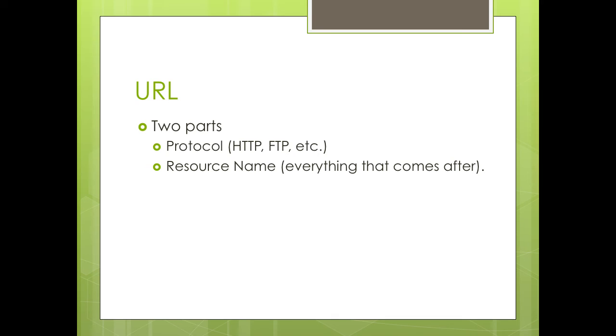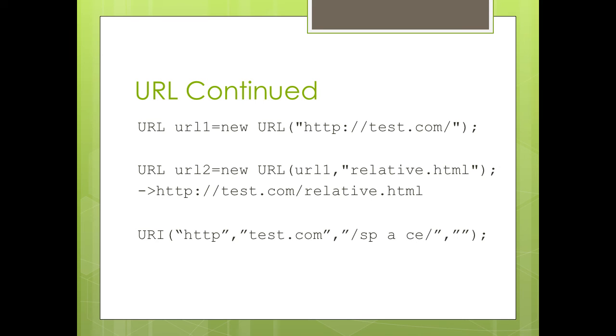A URL has two main parts, its protocol and resource name. The protocol, things like HTTP, determines how the communication and connection will be done, and the resource is everything else, the target. This code shows different ways of creating new URL objects. The first example is an absolute target. The second is a relative target for when you want something on a page you're already on. In the example, URL2 would become test.com/relative.html. If your URL has special characters, they need to be encoded correctly.